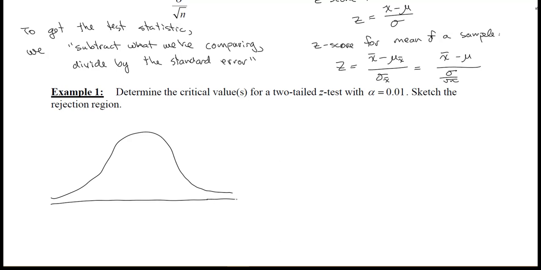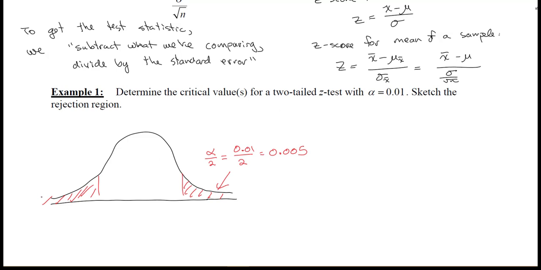Doesn't have to be pretty, it has to look just generally like a bell-shaped curve. Okay, and it's two-tailed, so that means we're going to shade both tails. So like this, okay? And then, how much am I going to put in each tail? Well, because there's two tails, I'm going to cut the alpha in half. So that's going to be 0.01 divided by 2, which is going to be 0.005.